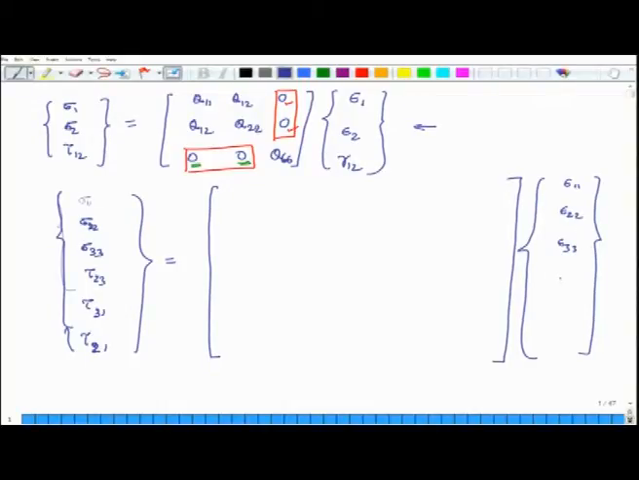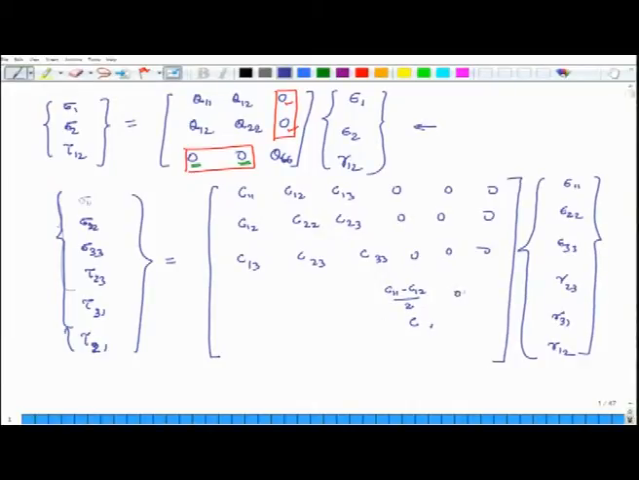gamma 23, gamma 31 and gamma 12, and the terms in the C matrix are C11, C12, C13, and then the other terms are 0; C12, C22, C23, 0, 0, 0; C13, C23, C33, 0, 0, 0; and then here we have (C11 minus C12) divided by 2, then 0, 0, 0, 0, 0, and then we have the same term here, and then we have C66.